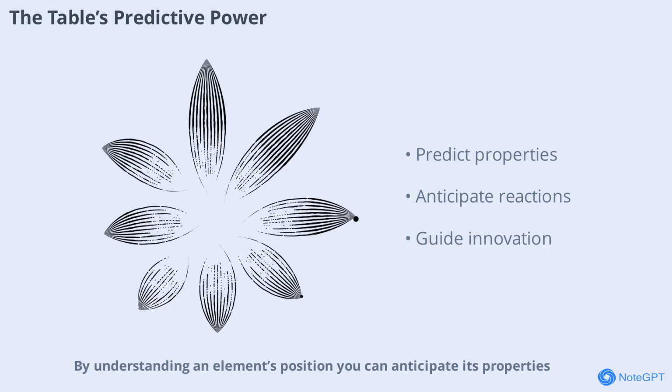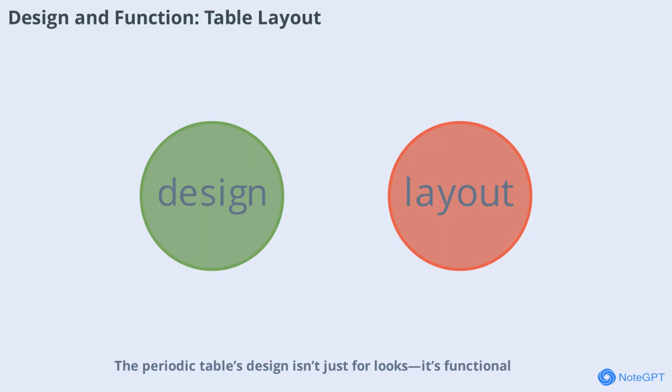By understanding an element's position, you can anticipate its properties, reactions, and even its role in new technologies. This foresight has driven countless discoveries and innovations. The periodic table's design isn't just for looks, it's functional. The placement of the lanthanides and actinides at the bottom keeps the table compact and readable. Every aspect of the layout serves to highlight relationships and trends among the elements.